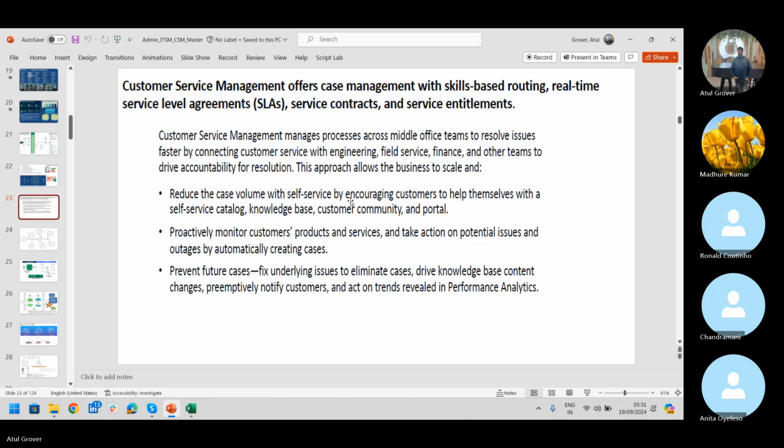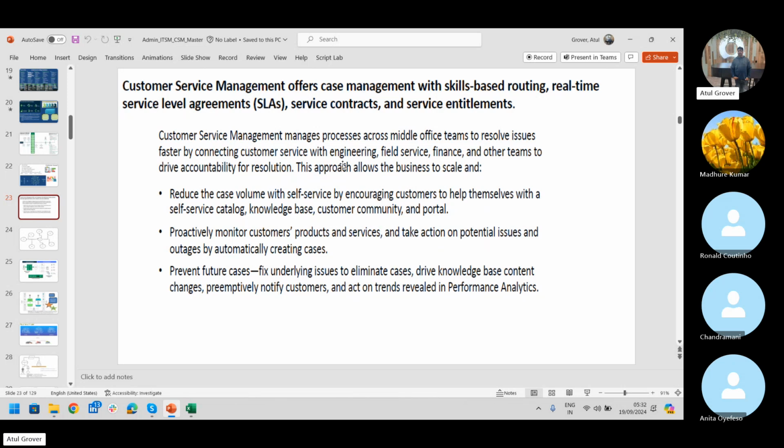Easy, simple. You can take help to resolve your issues in the customer communities, in the portal, in the knowledge bases. Communities play a very vital role nowadays, like a community on Facebook, LinkedIn or Twitter. This is what they do. Plus, this approach, this CSM, helps them to proactively monitor the products and services.